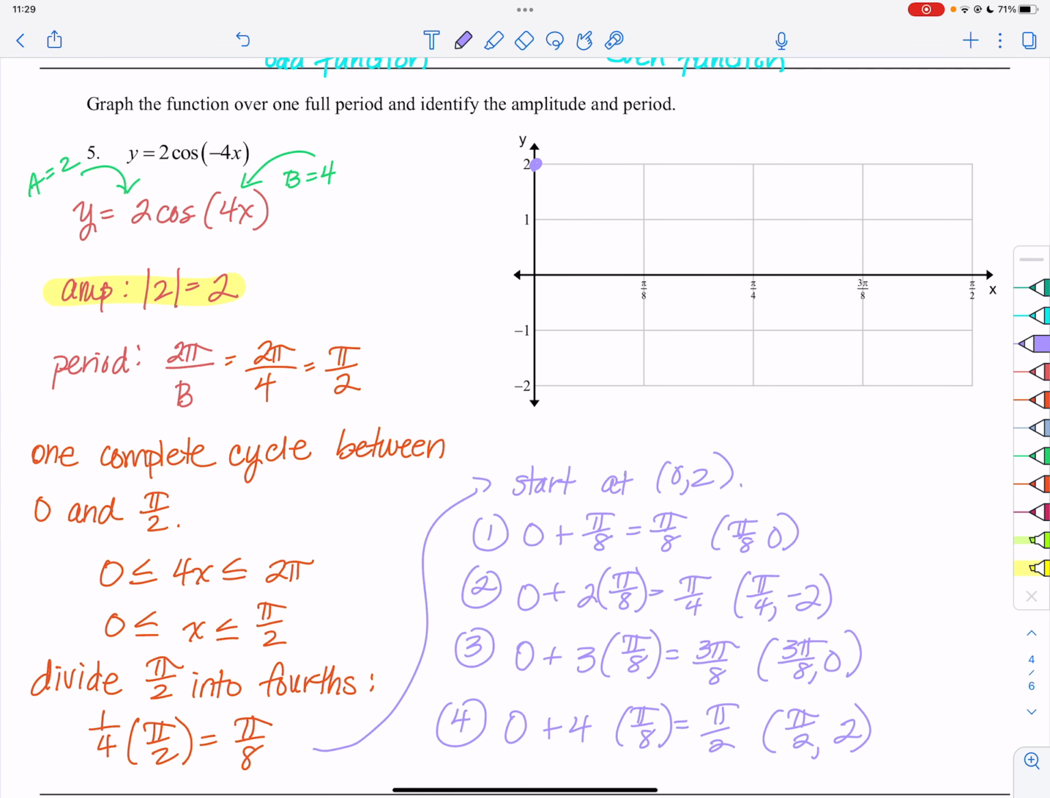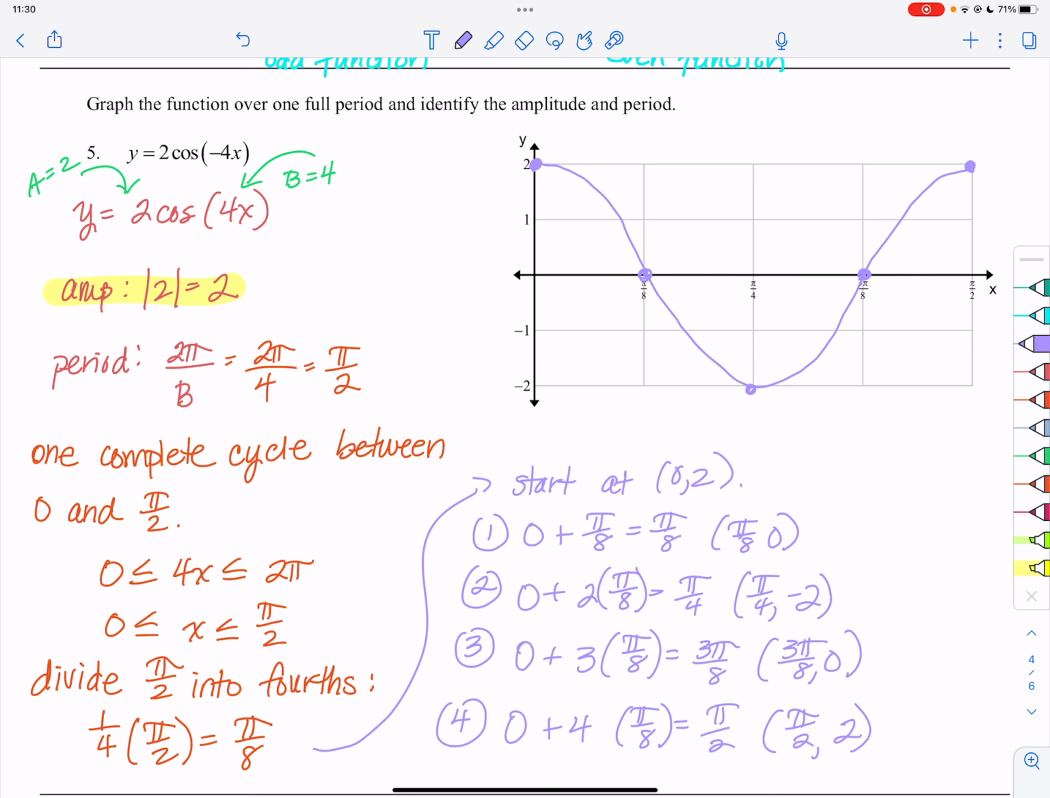So we can go up here and graph, and we have pi over 8, 0, pi over 4, negative 2, and then pi over 2, 2. I forgot that one, 3 pi over 8, 0. Okay, and these just come around like this. They're supposed to be very smooth, and there you have it.